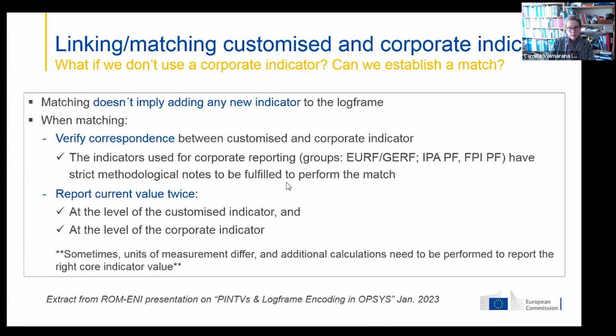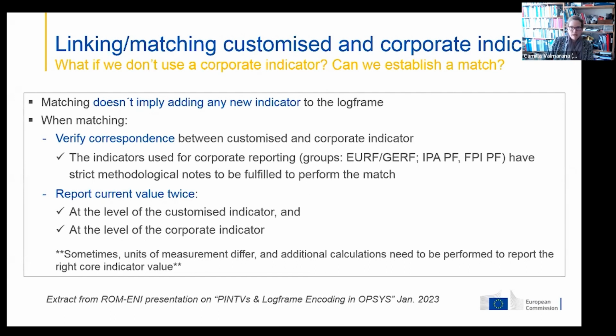And it's important to remember that sometimes the value you report will be identical for the two, but sometimes it will be different. So sometimes units of measurement differ, additional calculations might need to be performed to report the right indicator value for your corporate indicator, i.e. for your GERF indicator. Okay, the other thing is that the matching in OPSIS can be done only when the log frame has been approved. And then you will find a button that says add matching indicator, and then you will be provided with a menu from which you select the actual indicator you want to match.